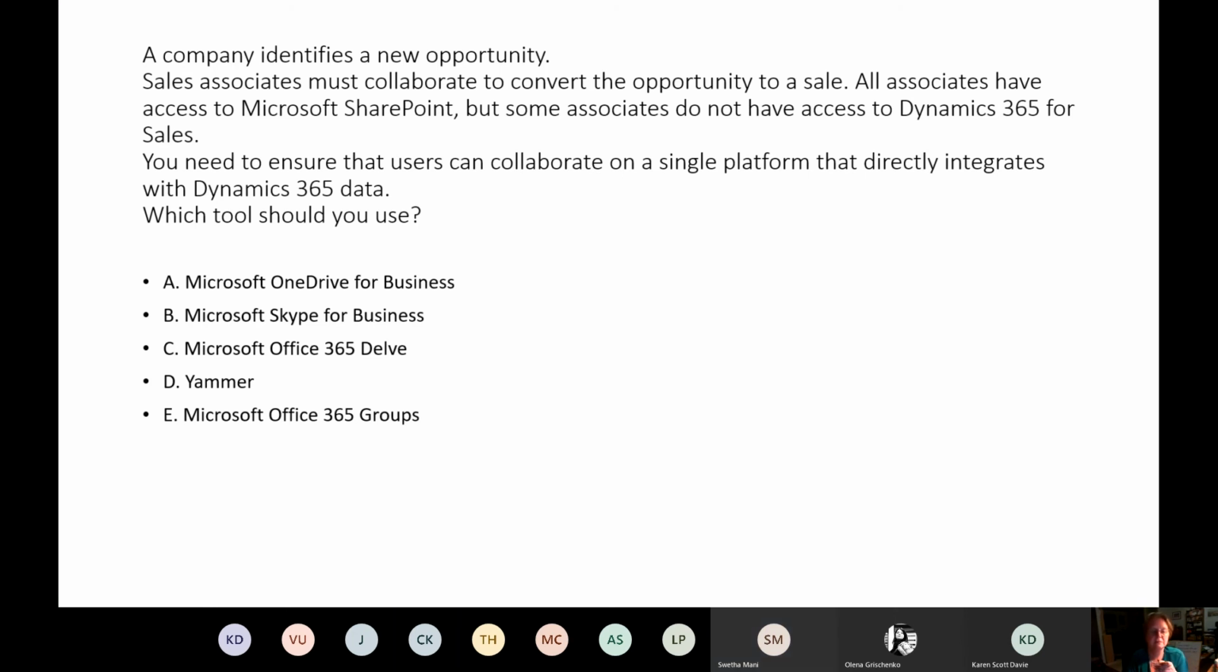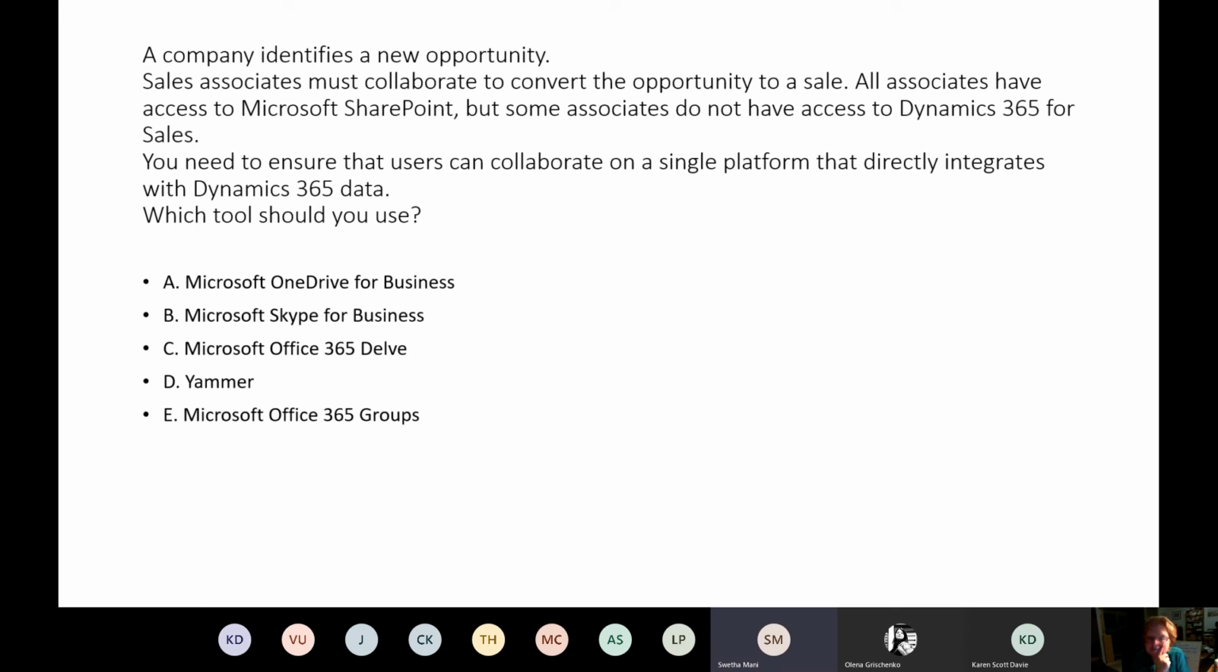OneDrive? I would agree with that. I don't know where that came from, but I would agree that Yammer is not really going to help us. So yes, that one would go. Any others that we'd get rid of? Skype? Yep, I think Skype we could get rid of. So now we're down to OneDrive, Delve, and Groups.